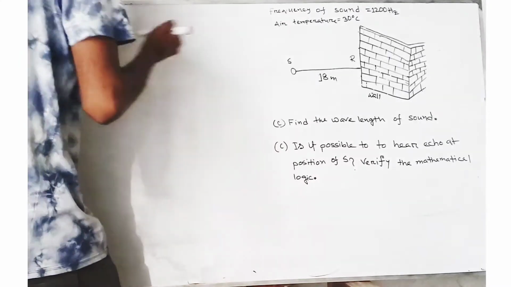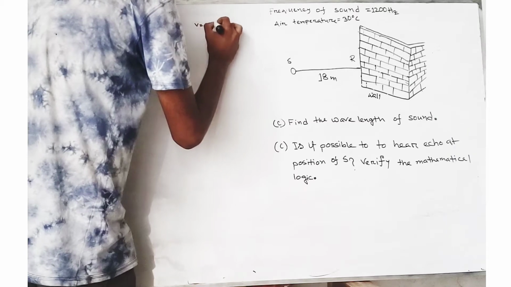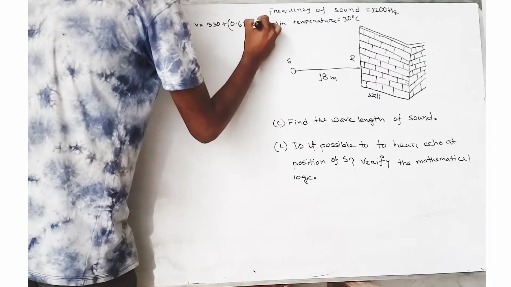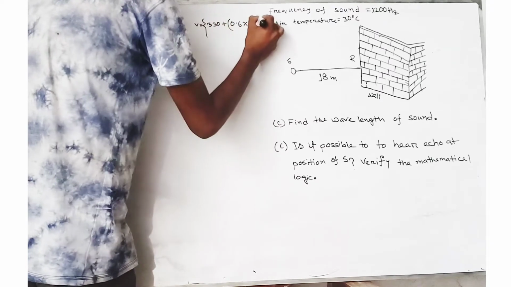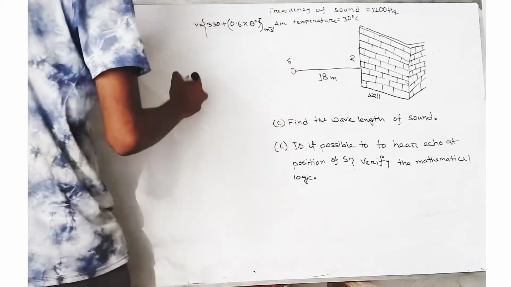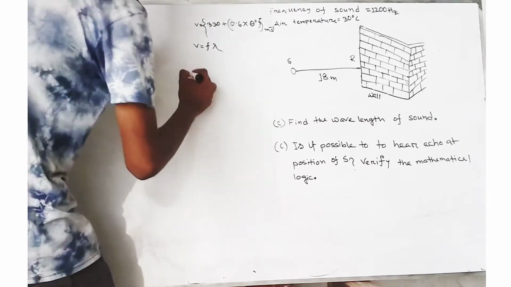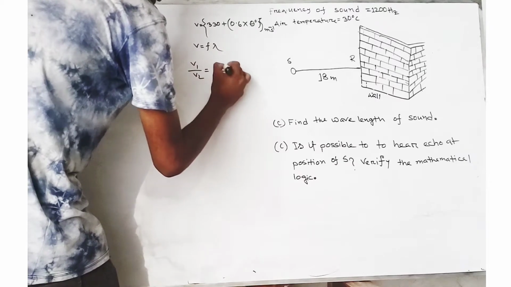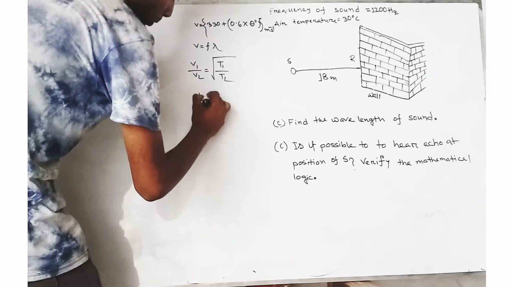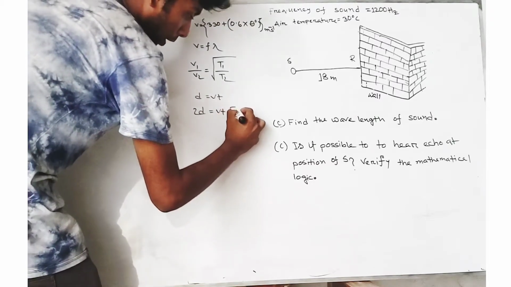First of all, you can use V equal to 330 plus 0.6 into theta degrees Celsius, where the unit is meter per second. Then V equal to f lambda, and V1 by V2 equal to root over T1 by T2, and d equal to vt, and 2d equal to vt. It is specially for echo.